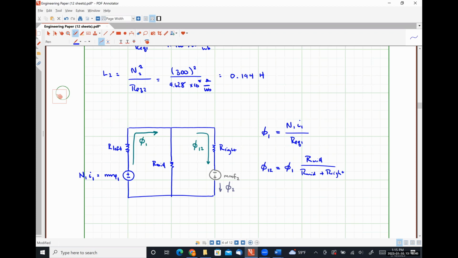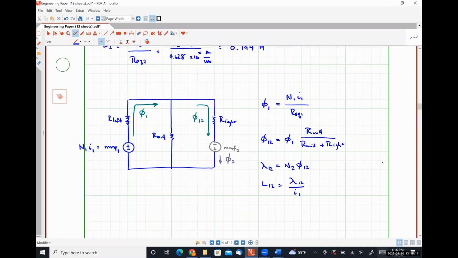Our flux linkage 1, 2 is just going to be N2 times phi 1, 2. And therefore our inductance L12 is just going to be our flux linkage 1, 2 divided by I1. So we're going to put all this together algebraically.